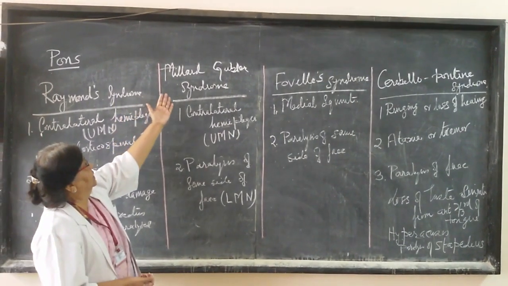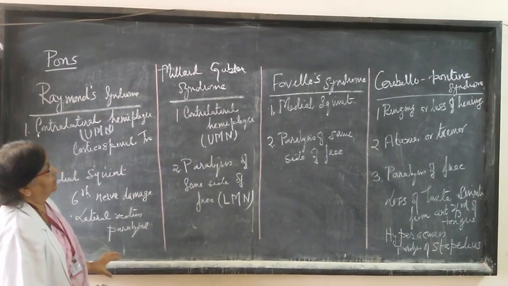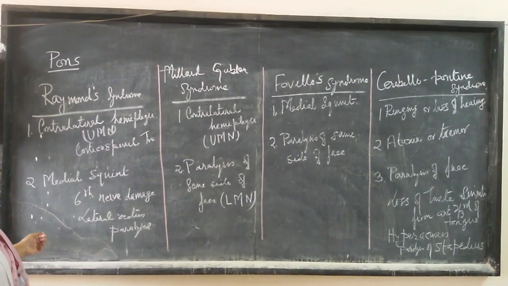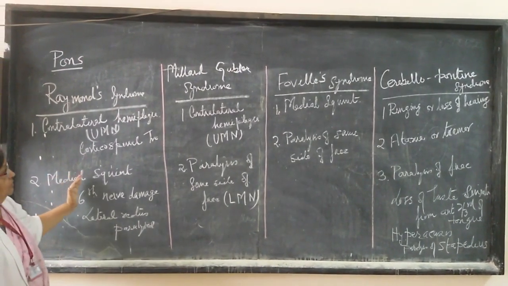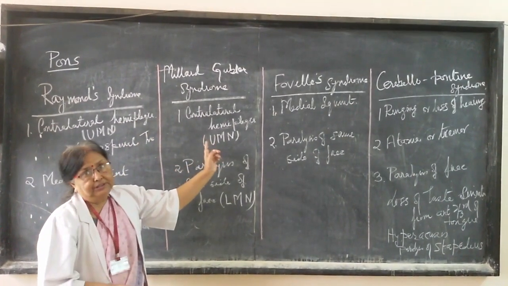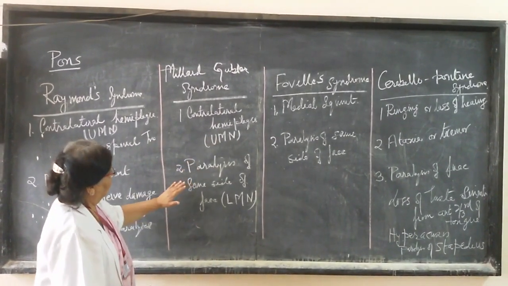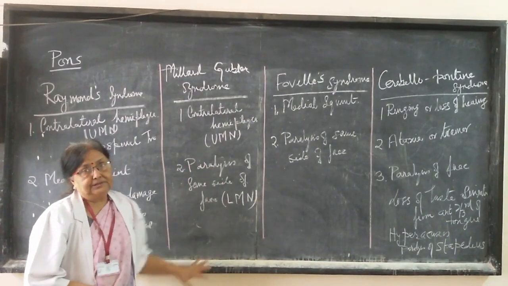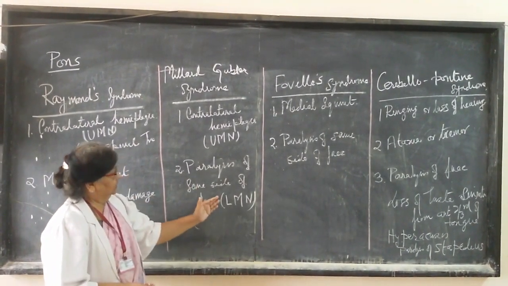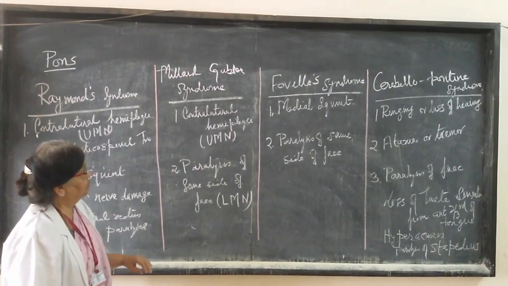The second syndrome is known as the Millard Gubler syndrome. In Millard Gubler syndrome, there is damage of the pons a bit dorsolateral to the median plane. In that, there will be involvement of the pyramidal tract leading to contralateral hemiplegia, upper motor neuron type. And there will be involvement of the seventh nerve nucleus. Sixth nerve is spared. Seventh nerve nucleus involvement will cause paralysis of the same side of the face, and this is lower motor neuron type.